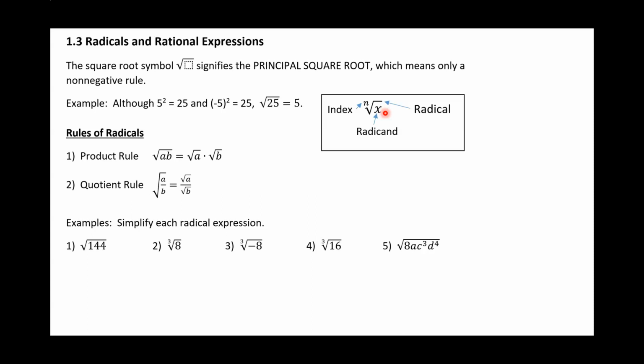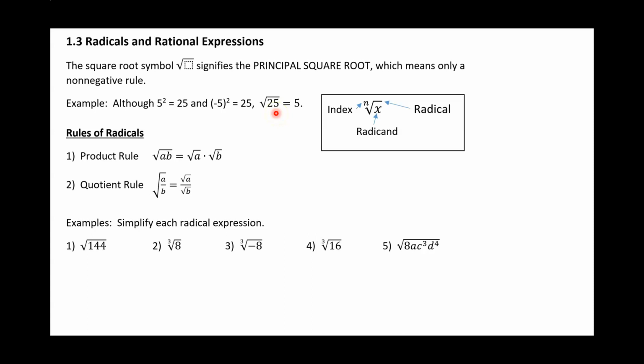Now, if there is no number where the index is, then we assume that that number is going to be a 2, and we call that a square root. So that square root symbol represents the principal square root, which is just a non-negative number, a positive number. What we mean by that is even though 5 squared is 25 and negative 5 squared is 25, when you see the square root of 25, we are going to assume that that is the non-negative or the positive value.